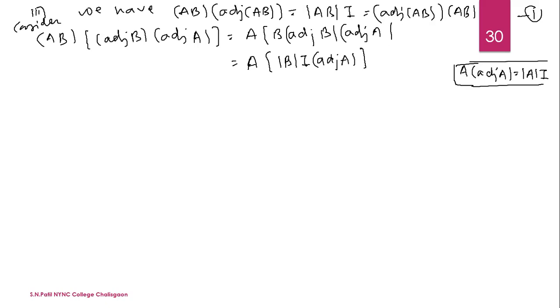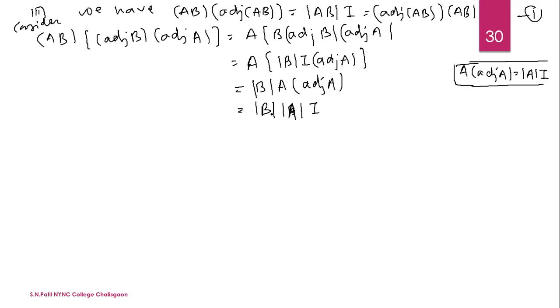Okay. Identity matrix into adjoint of matrix, only adjoint of A matrix is remaining. So the determinant term I am writing here. A into adjoint of A, that is determinant of B. So A into adjoint of A is determinant of A, determinant of A into identity matrix.